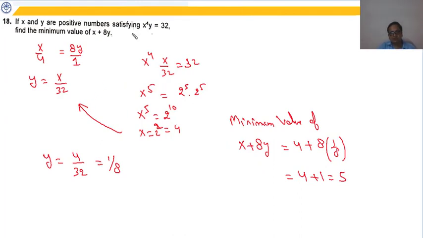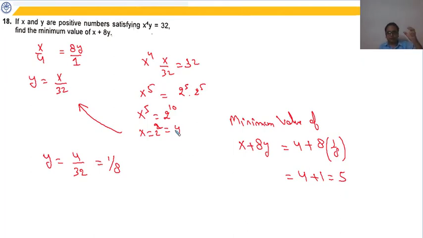We divide the term containing x by the power of x, and 8y by the power of y. So x upon 4 is equal to 8y upon 1. We get y is equal to x upon 32. Put this value into the given equation. We get the value of x. And whatever x you get, put back to get the value of y. Just substitute. You get the minimum value.